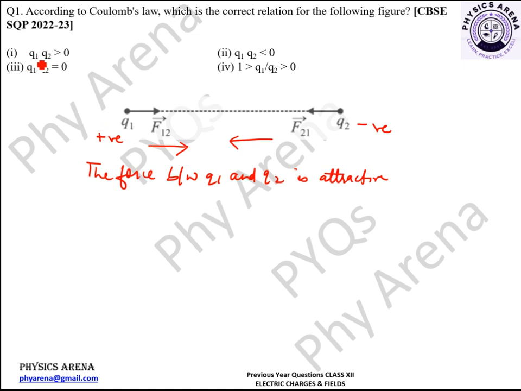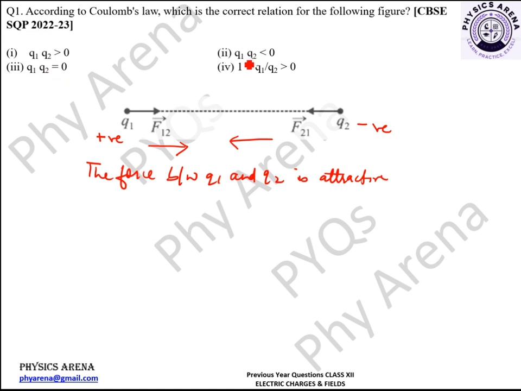Option 1 says Q1 multiplied by Q2 is greater than 0. Since the two charges have opposite signs, their product cannot be greater than 0. So option 1 is incorrect. Option 3, Q1 multiplied by Q2 is equal to 0. No, it is not equal to 0 because they have some magnitude as well as sign. So their product is not 0.